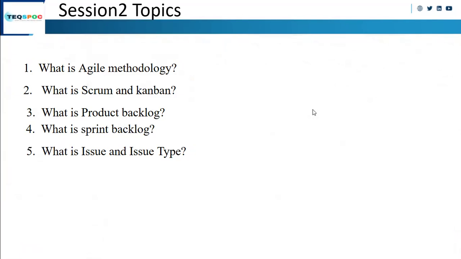So in Session 2 topics, we will see some Agile Scrum terminologies which are necessary for us to understand before jumping into the Jira software. So let us understand the basic Scrum terms or terminologies. We will see what is Agile methodology, what is Scrum and Kanban, what is product backlog, what is sprint backlog, issue and issue type.